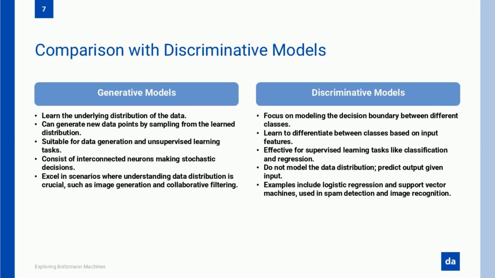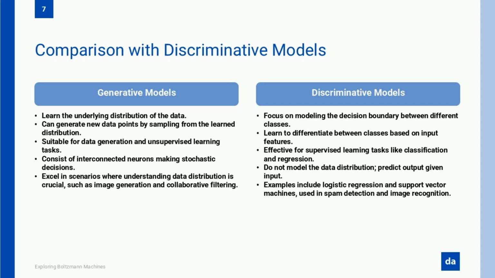To make the comparison even clearer, let's consider an example. Imagine you have a data set of emails, some labeled as spam and others as not spam. A discriminative model would look at the words in each email, identify key features like free money or urgent, and draw a decision boundary between spam and non-spam messages. A generative model, like a Boltzmann machine, wouldn't just classify emails, it would learn the overall structure of emails and could even generate a completely new email that resembles the real ones.